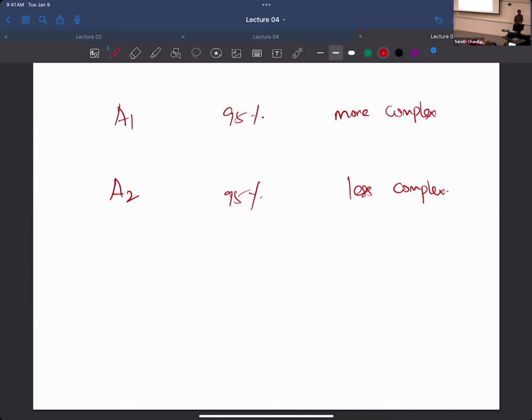Simplest one. Why? Is there any other answer? Yeah, I would say A2. So that's the same answer. Does anyone think you would pick A1 over A2? So why would you pick A2?